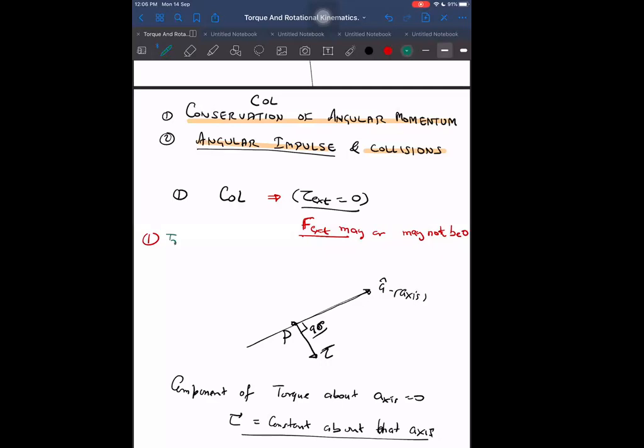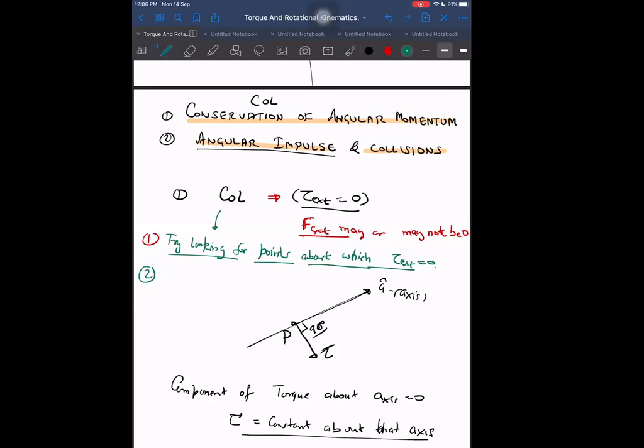What is the key idea? Try looking for points about which the external torque is 0. And once we are able to find those points, after finding that point, we can apply the conservation of angular momentum. So this is a skill you have to develop. You should be able to find it out quickly.